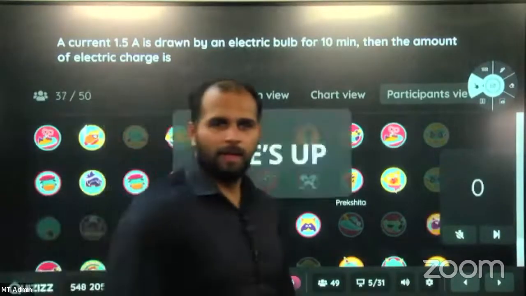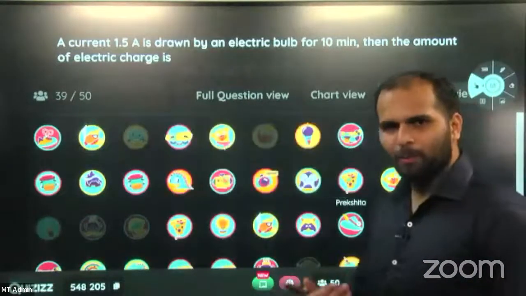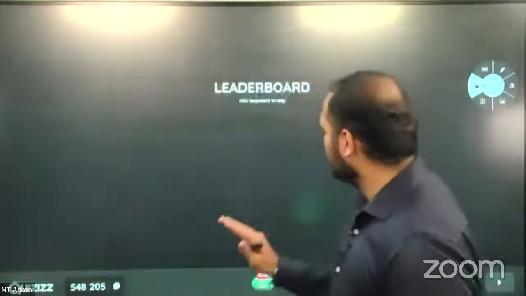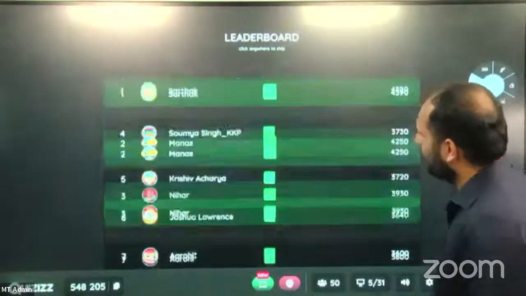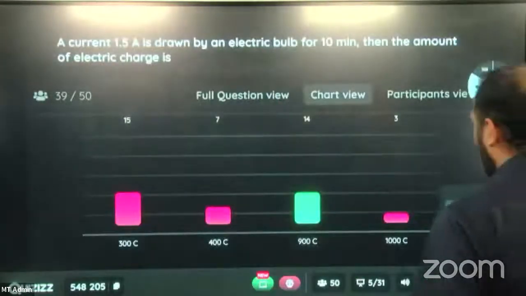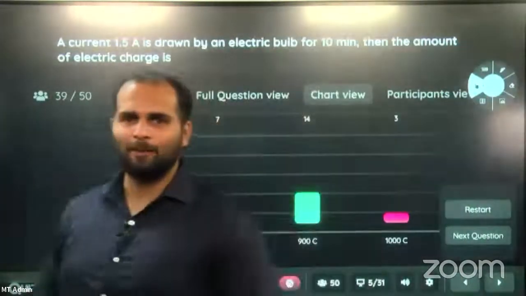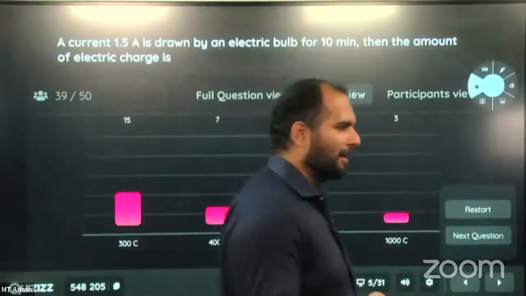Okay. Yes, I guess now students should get started with some numericals part, right? Let's see who's going up on the rank one. Soumya has been going on to fourth. Sarthak, Manas and Niyar came to first, right? Now from this, there will be a problem starting for us because now the numericals has started.